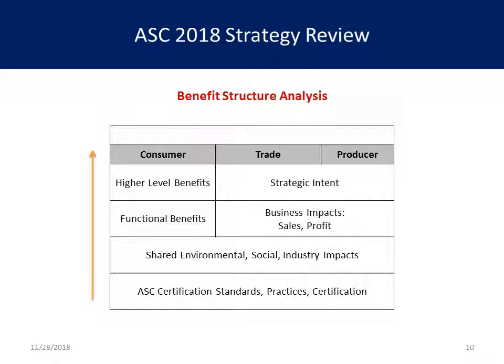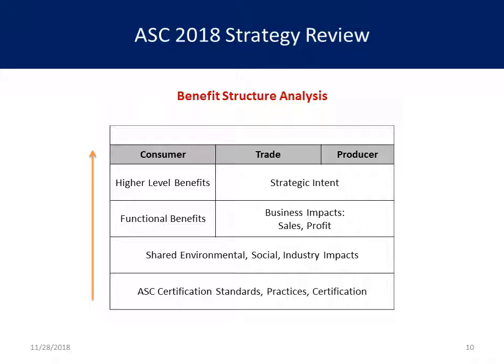If we look to the right side of this diagram, these shared impacts translate a little bit differently for business people. The functional benefit for business people are business impacts, direct business impacts. Simply put, sales and profit. Their first evaluation of any offering to them is, how does this directly impact my sales and profits? So we need to think that way when we think of what are the benefits of ASC certification to a retailer or a distributor.